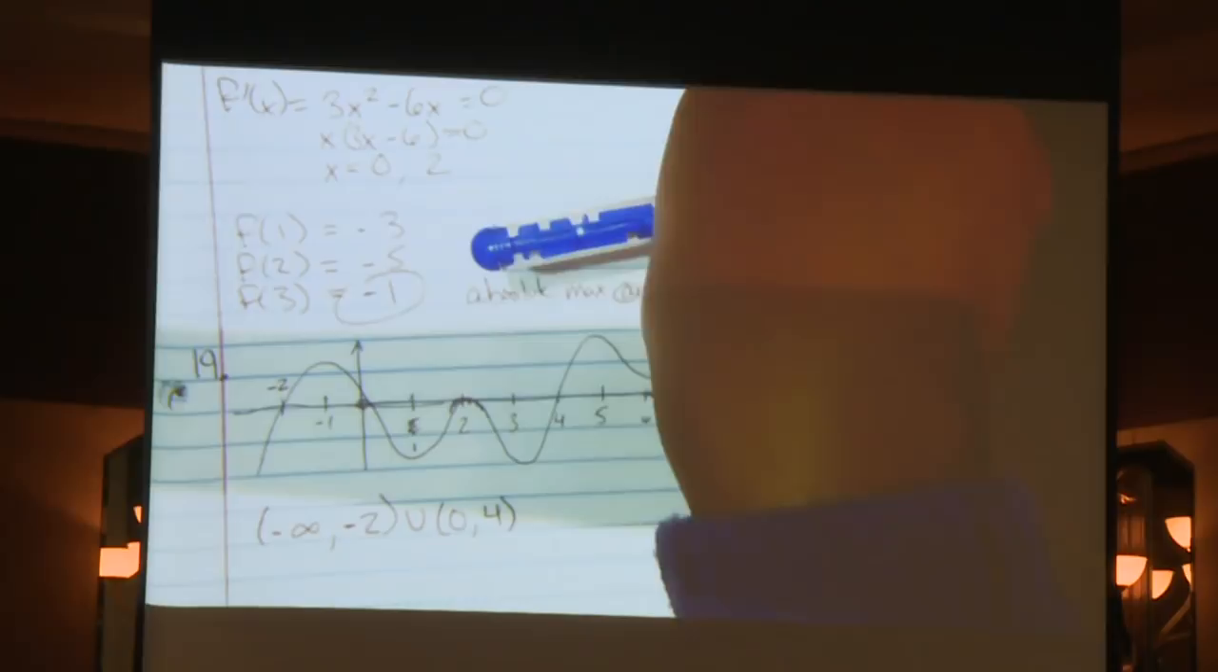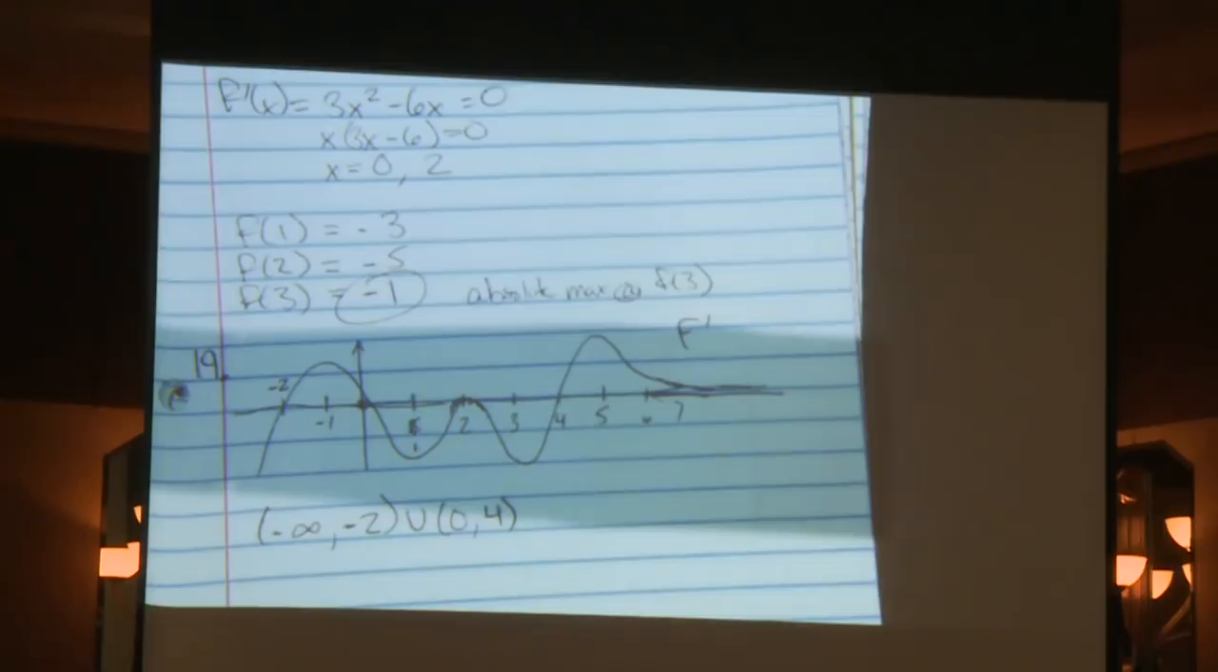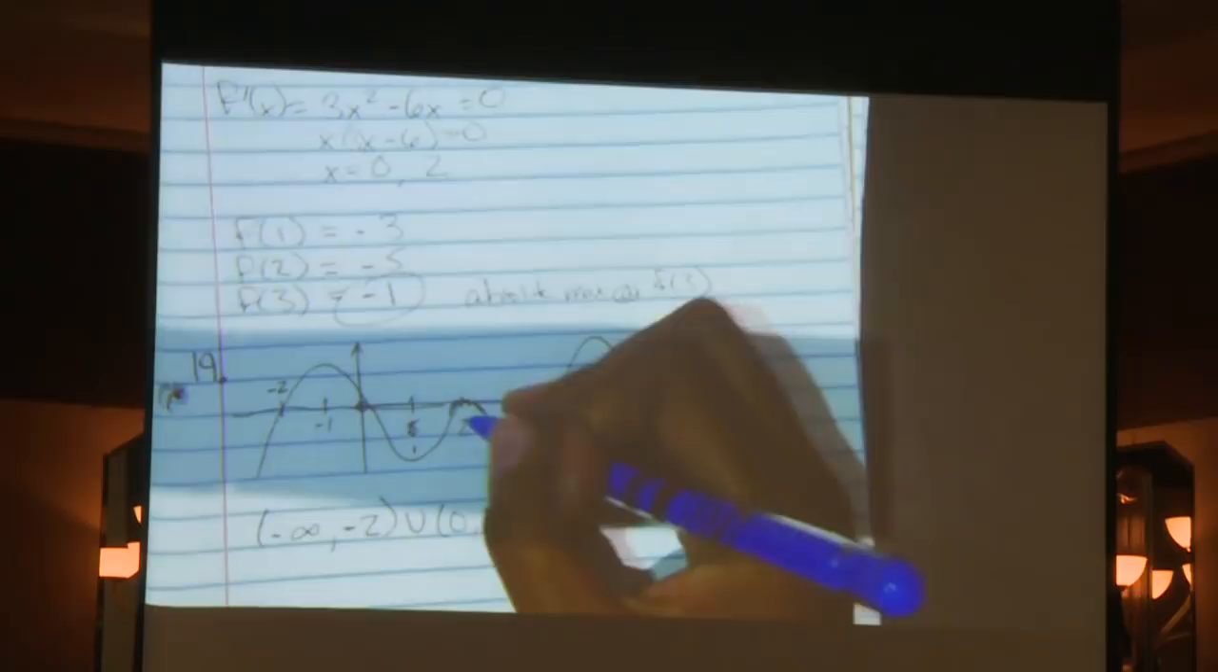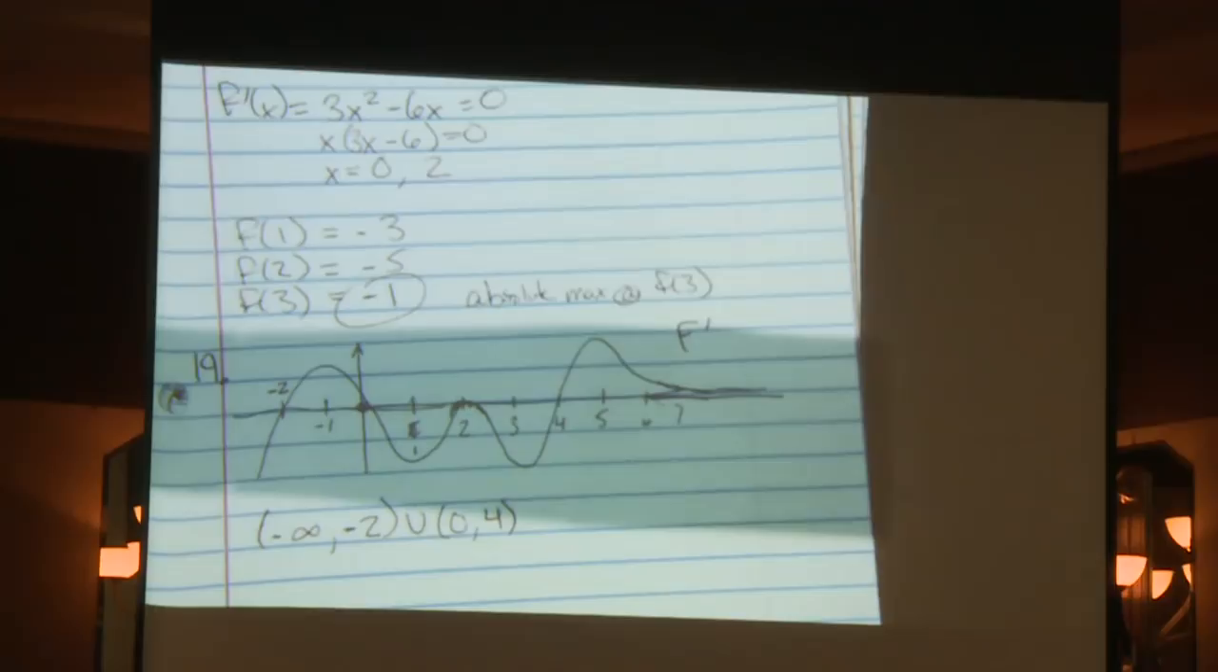I can't hear your question. At x equals 2, it's still decreasing. It doesn't cross it, if that makes sense. So it just hits it and it goes right back down. I'm not sure of an exact terminology of how to completely explain it. But just know because it's not actually crossing that x-axis, it's still decreasing.